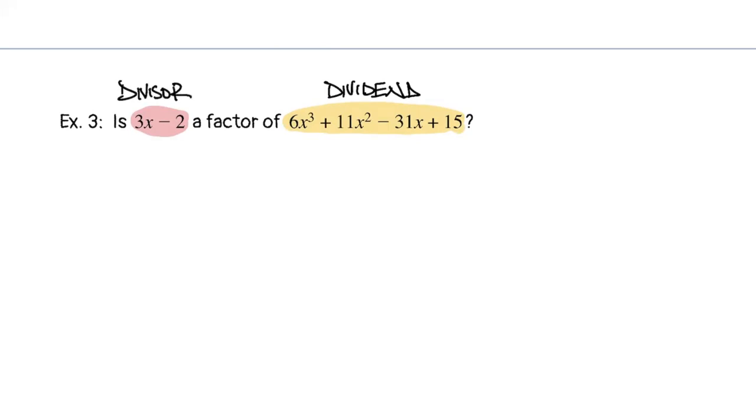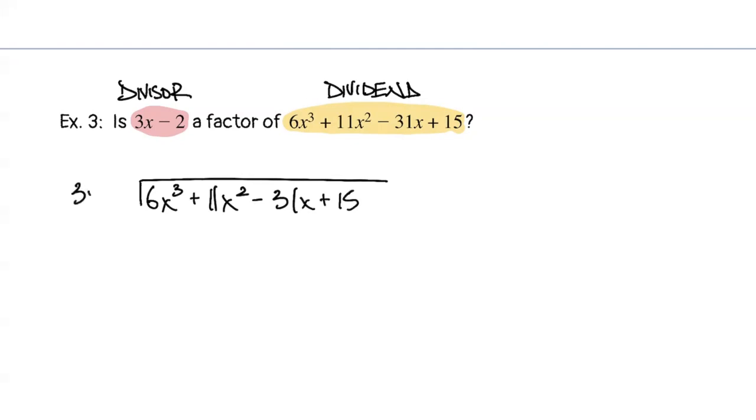And so we're going to set this up the same way that we did the other one. And we're going to say, at the end, we want to see what that bottom number is. Right? If it's 0, then yes, it's a factor. But if that bottom number or that remainder is not 0, then it's not going to be a factor. Okay. So we're going to leave ourselves some room. Got 6x cubed plus 11x squared minus 31x plus 15. And on the outside, I have my 3x minus 2.